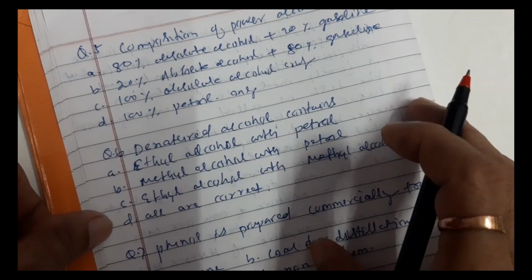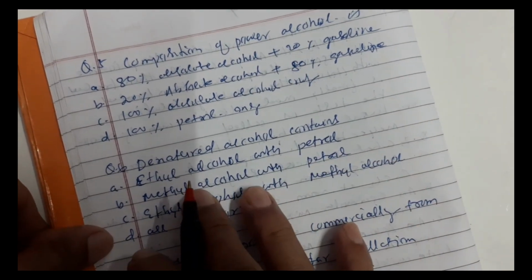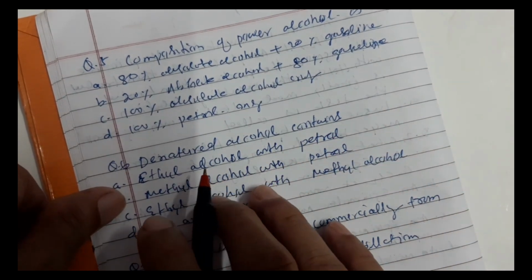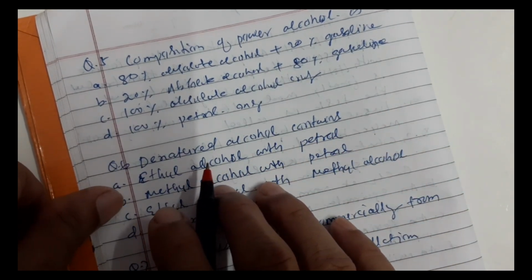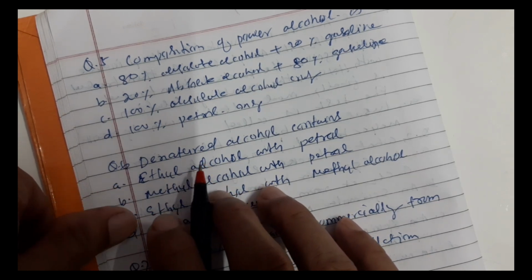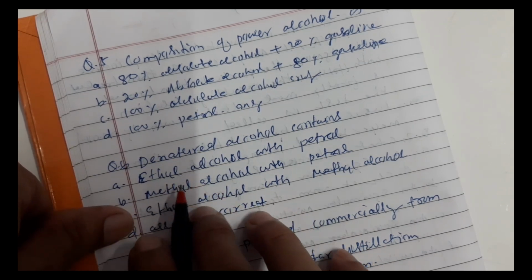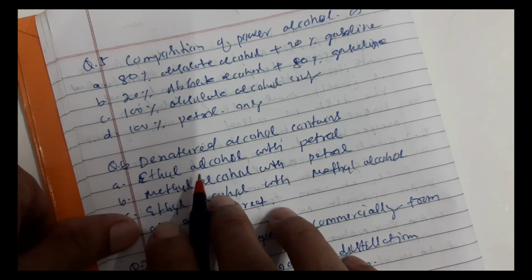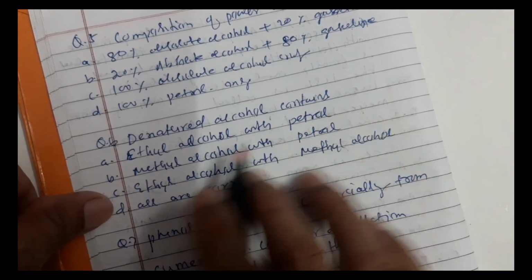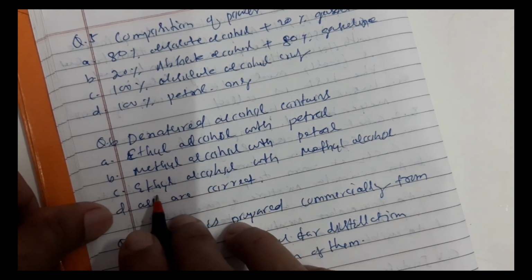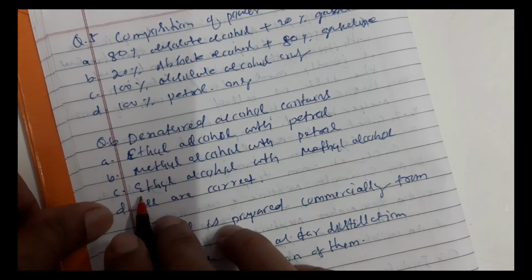Next, denatured alcohol contains what? Denatured alcohol means it is unfit to drink. Generally ethyl alcohol is used as wine. It is used for medical purposes and also for drinking purposes. Whenever it is used for medical purposes, it should be mixed with methyl alcohol to denature it, that means to make it unfit for drink. So in this case methyl alcohol is added. Okay, so choice C, ethyl alcohol with methyl alcohol. C is the correct answer.